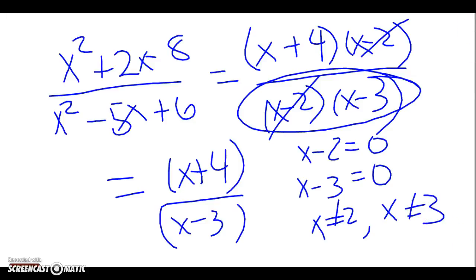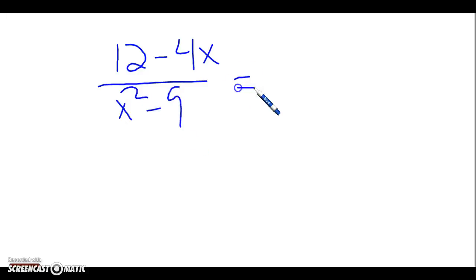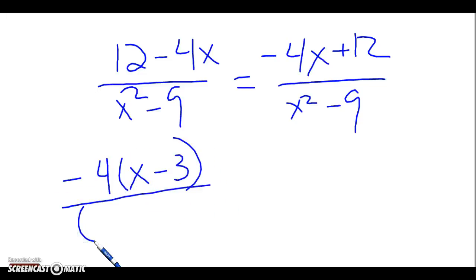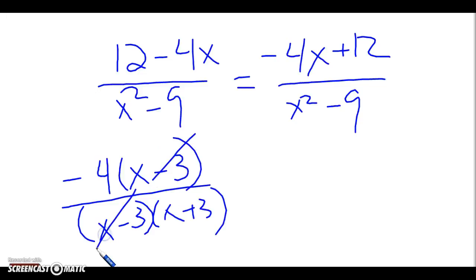Okay, and then the last one. I have 12 minus 4x over x squared minus 9. I would switch it around and write minus 4x plus 12, and I can do that, keeping the bottom the same. I would factor out a negative 4, leaving x minus 3. At the bottom it's a difference of two squares, so I get x minus 3 and x plus 3. My x minus 3s are just alike, so I'm left with negative 4 over x plus 3.